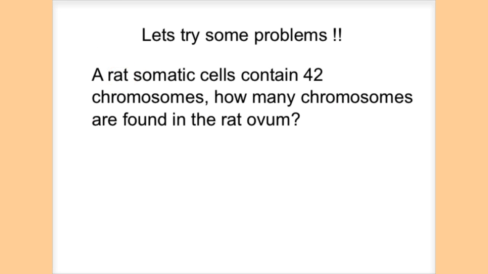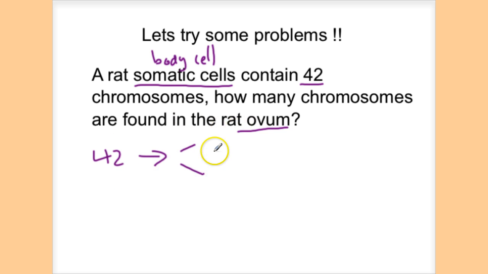So let's try some problems. Say, for example, a rat's somatic cells contain 42 chromosomes. How many chromosomes are found in the rat ovum? Let's use our vocabulary. Somatic cells are body cells, and the body cells contain 42. Therefore, when they divide, an ovum will be an egg, and each egg will contain 21 chromosomes.